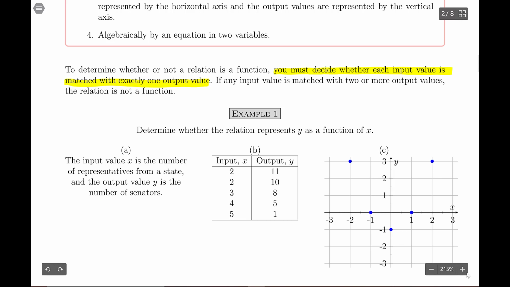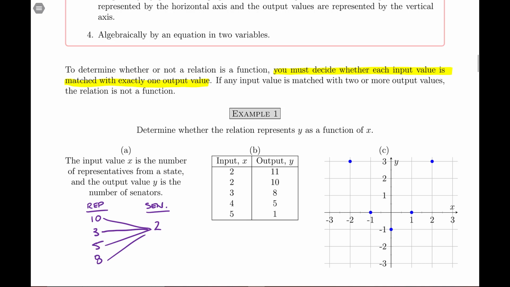So let's make just a quick diagram here. We have the representatives over in this column, and then we have senators on this column. Well, this number can only be 2. Every state always has 2 senators, regardless of if they have 10 representatives, 3 representatives, 5, 8. It doesn't matter. If a state has 10 representatives, they still have 2 senators. If they have 3 representatives, they have 2 senators. All right, just like that. So every input in the left-hand column has 1 output. It just happens to be the same output in this case every time.